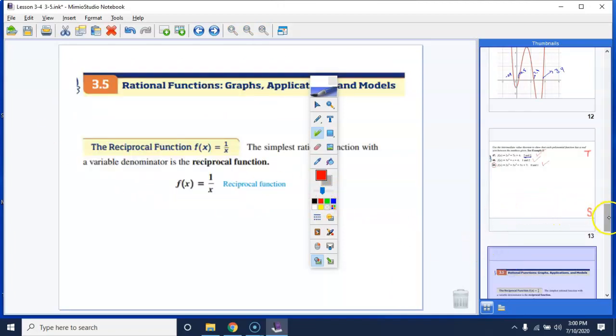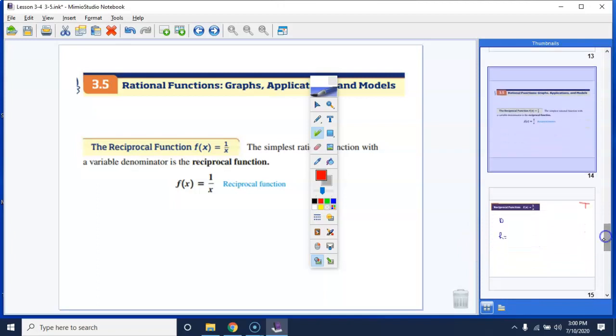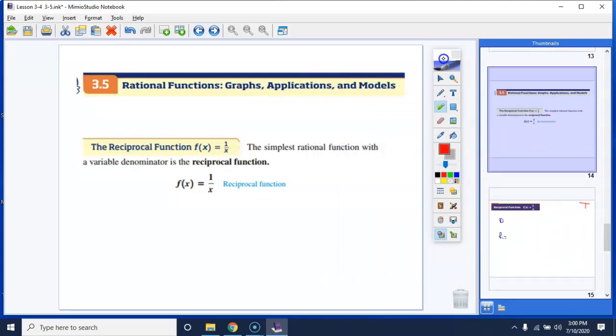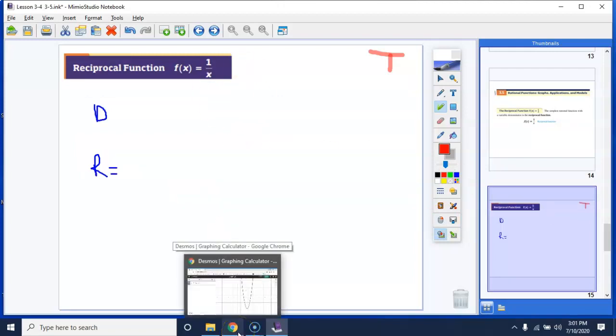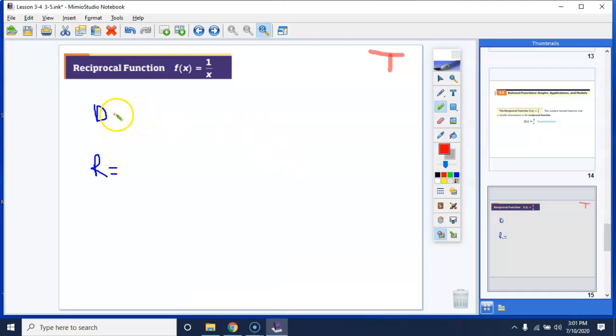Alright, so let's move on to the next topic, next lesson. Lesson 3.5, rational functions. There are so many rational functions, but this is the most famous one, the reciprocal function, 1 over x. This is the simplest rational function, 1 over x. Alright, so let me show you this 1 over x. Let's graph this first, and I want to talk about domain and range.